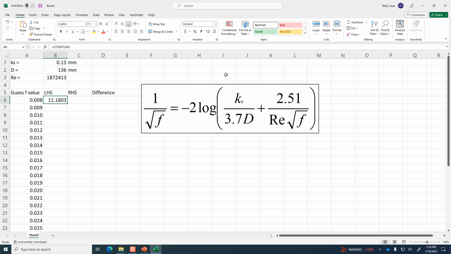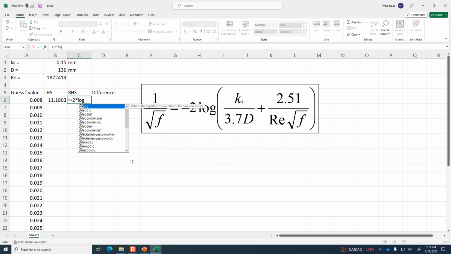Okay, right-hand side, this is going to be a little more complicated to type in the formula here. So equals -2 times the log, parentheses. Okay, so I want to refer to the k sub s, and so I'm just going to click on the cell there, B1, and then what button do you push to lock a reference to B1 with the dollar signs?